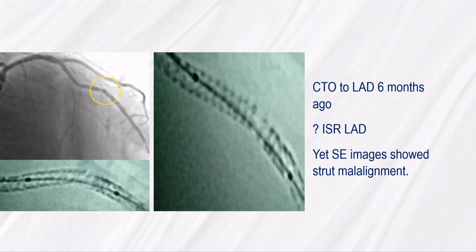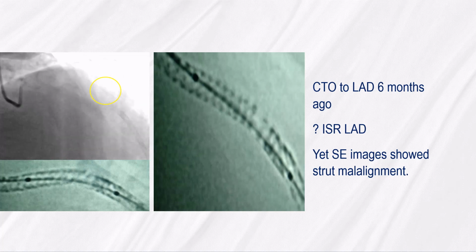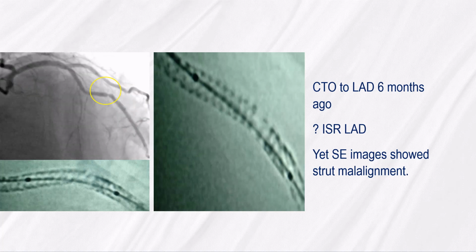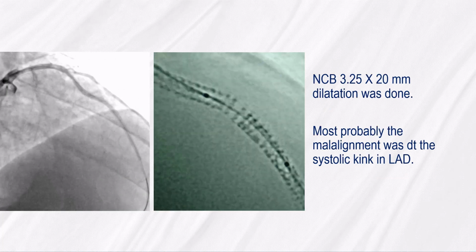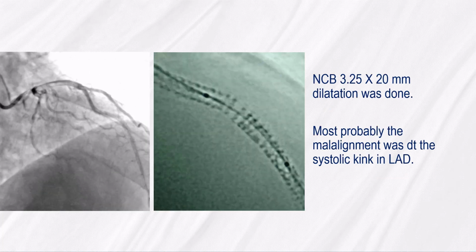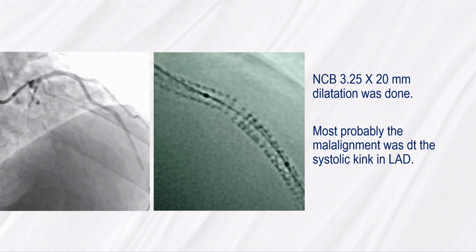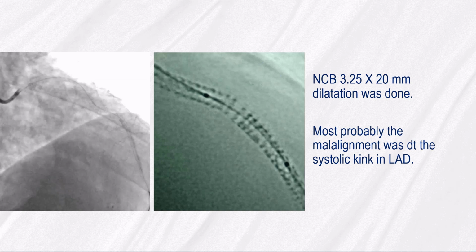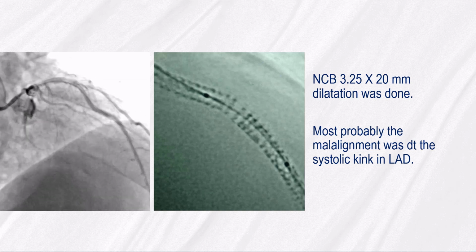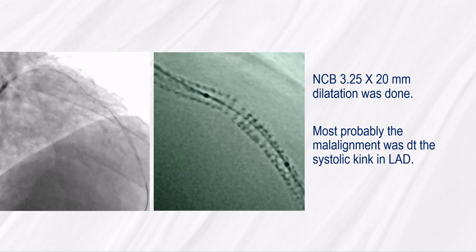Is there in-stent restenosis? Yet stent enhancement images showed just strut malalignment. Only a non-compliant balloon, 3.25 by 20 mm, dilatation was done. Most probably, the malalignment was due to the systolic kink in the LED.